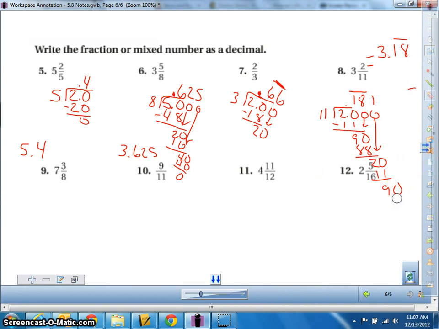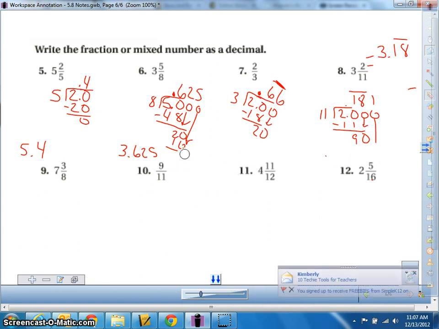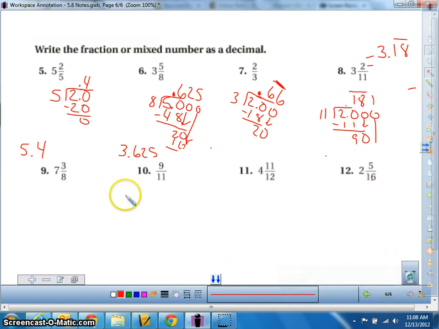All right, so I want you to try these bottom 4 on your own. I'll go ahead and erase this so you can see what these numbers are. And we'll check them tomorrow in class to see how you did. Top divided by bottom. A whole number stays a whole number. Otherwise, the top number goes inside the house, the bottom number goes out. And use what you know about dividing decimals to answer the rest of these questions.